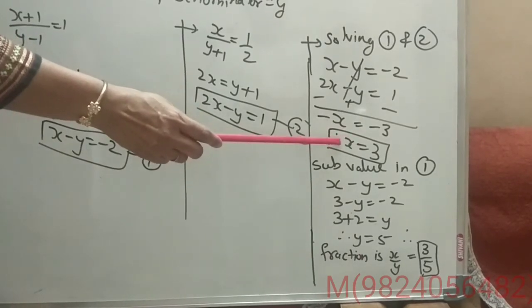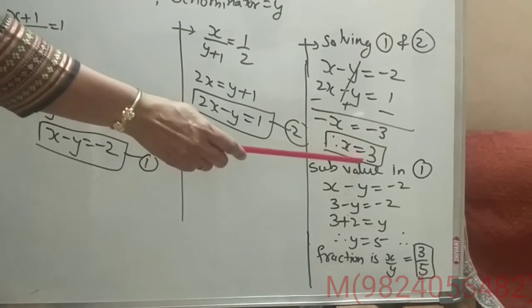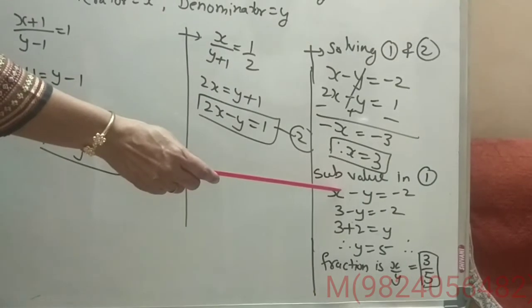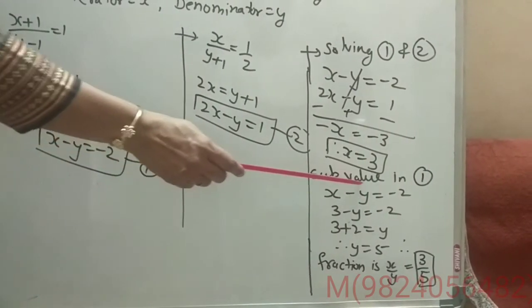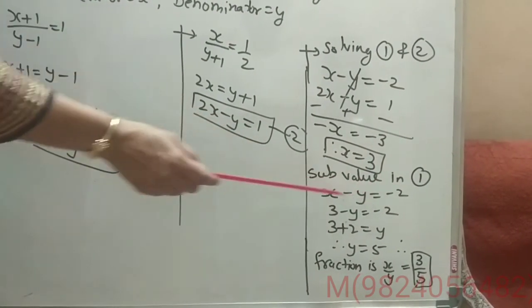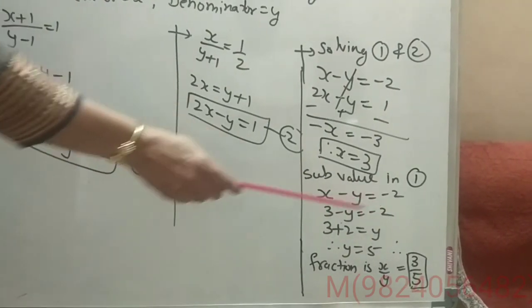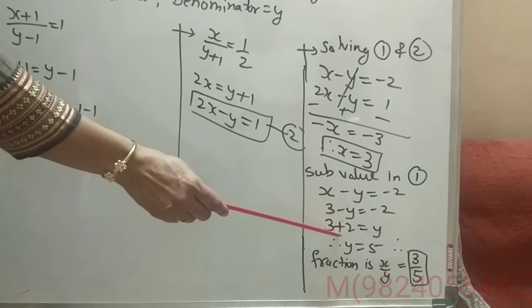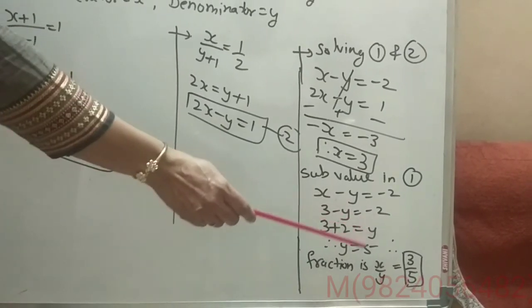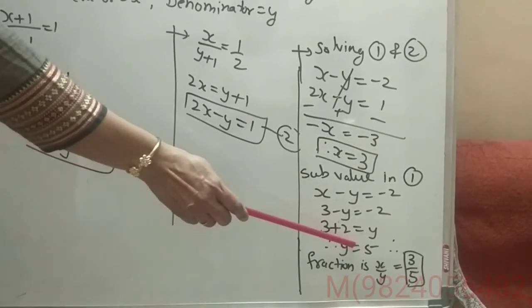Again, I am substituting this value of x in equation number 1. So the equation number 1 which you have got is x minus y is equal to minus 2. Instead of x, I will substitute 3. I am taking y on that side and minus 2 on this side. So minus 2 will become plus 2 and this will become y. So the value of y is 5.